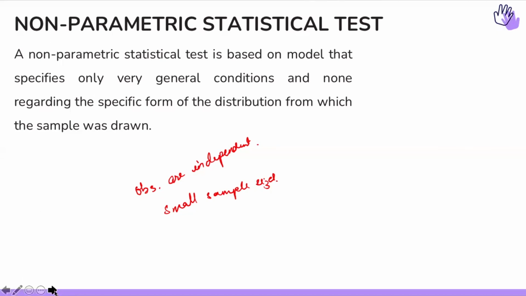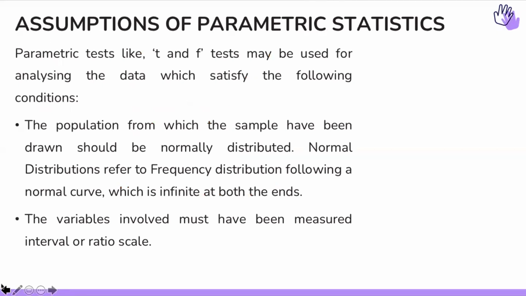Now let us study some assumptions of parametric and non-parametric statistics. We will start with the assumptions of parametric statistics. Parametric tests like the T and F tests may be used for analyzing data which satisfies the following conditions. First, the population from which the sample has been drawn should be normally distributed. Normal distribution refers to a frequency distribution following a normal curve which is infinite at both ends.